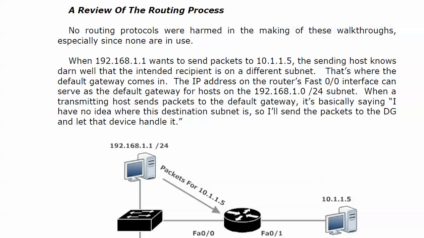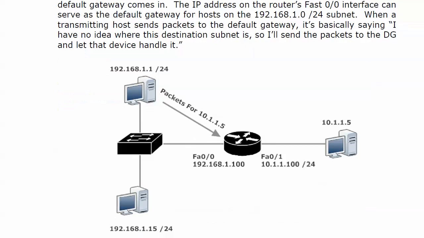But in this particular walkthrough, when 192.168.1.1 wants to send packets to 10.1.1.5, it knows darn well that it's not on the same subnet as 10.1.1.5. So what a host is going to do is send the packets to our default gateway. We know that's a very important part of our DHCP config and a very important part of a manual config if that's what you're doing at the host level. Because the host is saying, here are the packets for this guy. I don't have any idea where this guy is. Please send them to this guy.